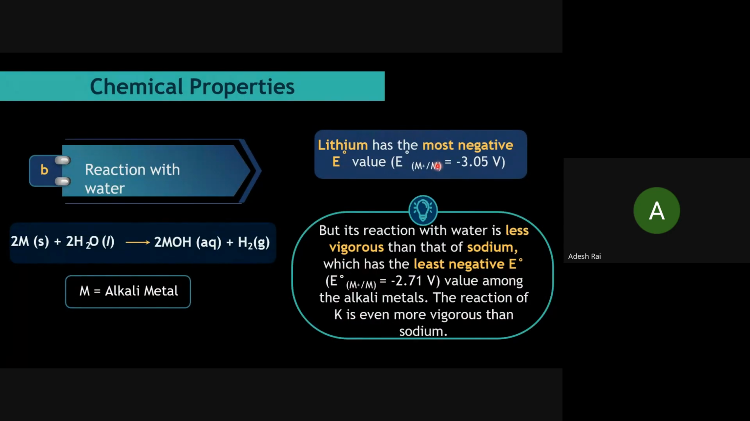In electrochemistry, you'll also study this E naught value. Don't worry if you have forgotten it from the redox chapter. But as of now, what you should know is that the higher the negative E naught value, the higher will be the reducing power and the higher will be the reactivity.